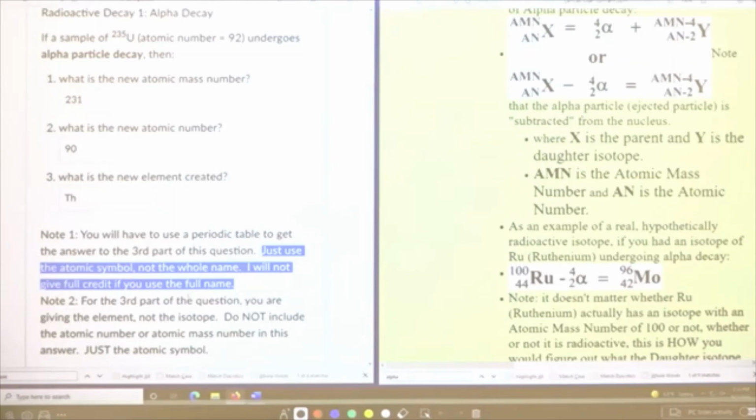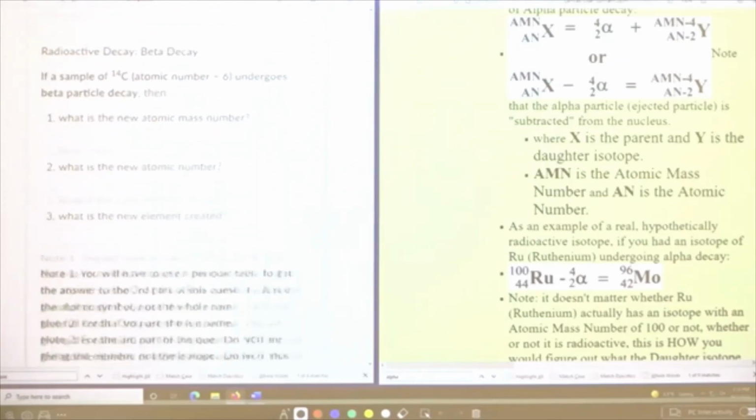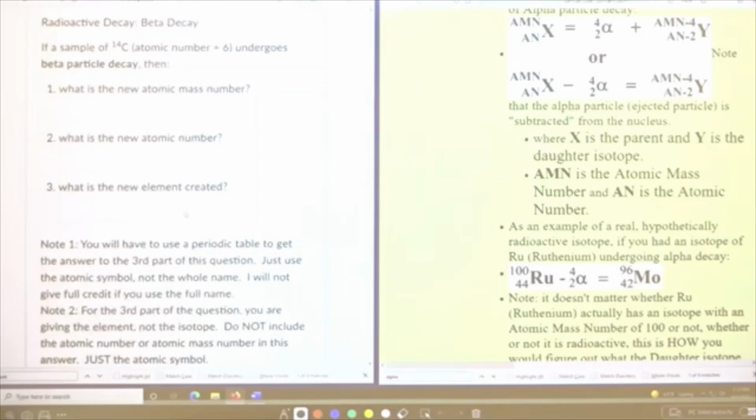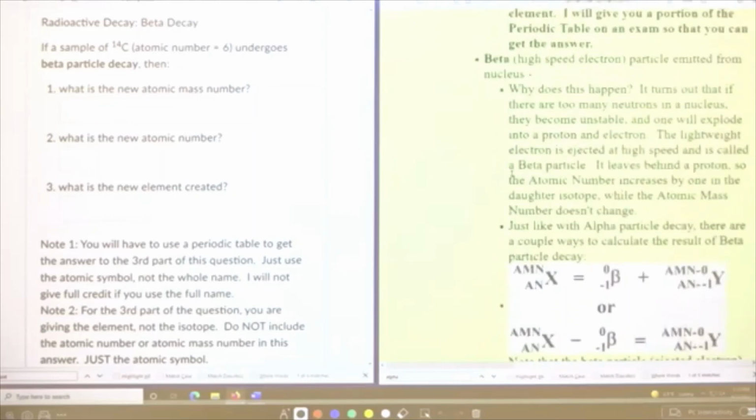Okay, let's look now at beta decay. In beta decay, remember that an electron leaves the nucleus. And if we look over here, beta decay, this shows you how to do it. If we start in this case with carbon 14 with an atomic number of 6, that 14 is the atomic mass number, remember, then there's a number of ways of doing this. One, we take the 8 neutrons and 6 protons in that nucleus, and we turn one of the neutrons into a proton.